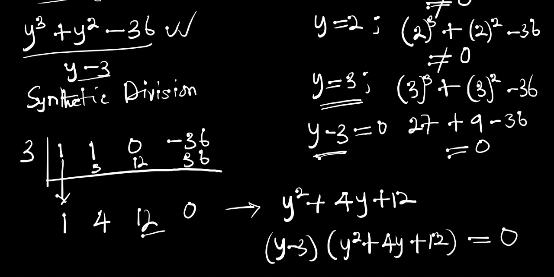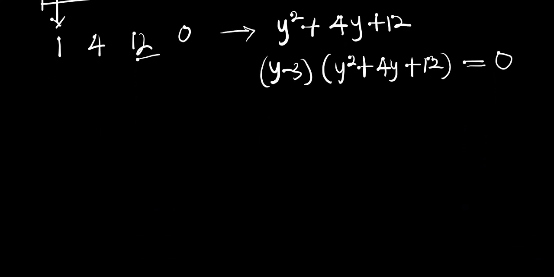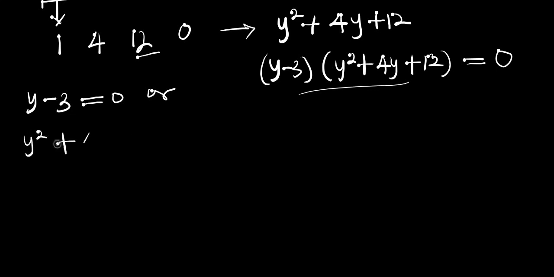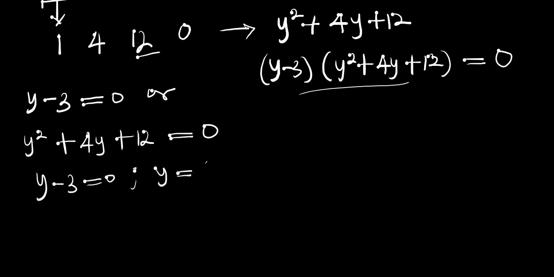So let's go further. Now that we have gotten these two factors, we have gotten our equation, so we can actually solve for y. We have y minus 3 equal to 0, or we have this other one, y power 2 plus 4y plus 12 is equal to 0. Now, if y minus 3 is equal to 0, that means y is equal to 3. We have already discovered this before.